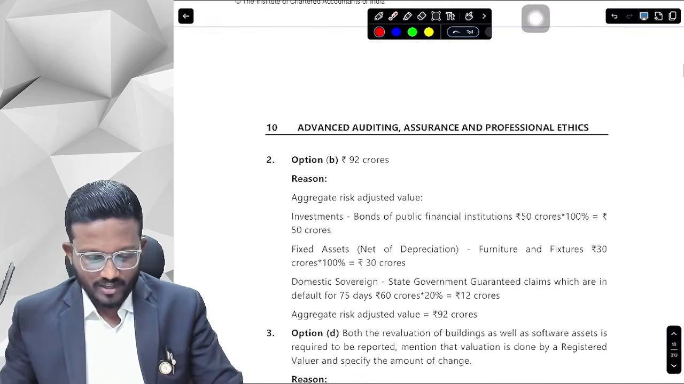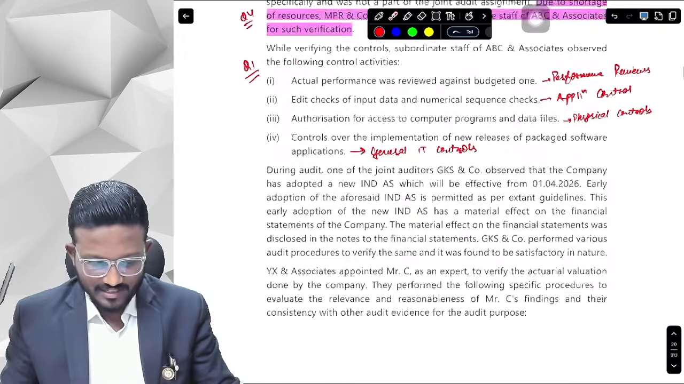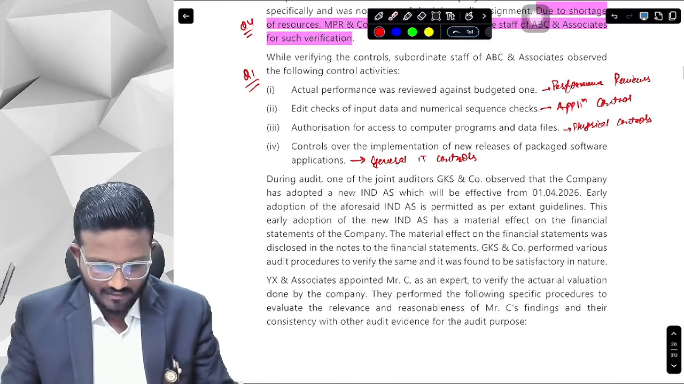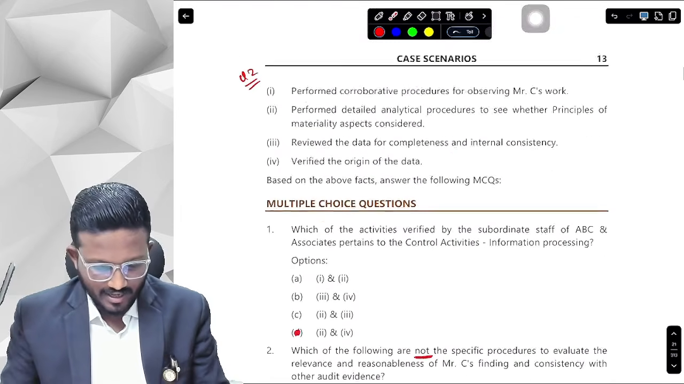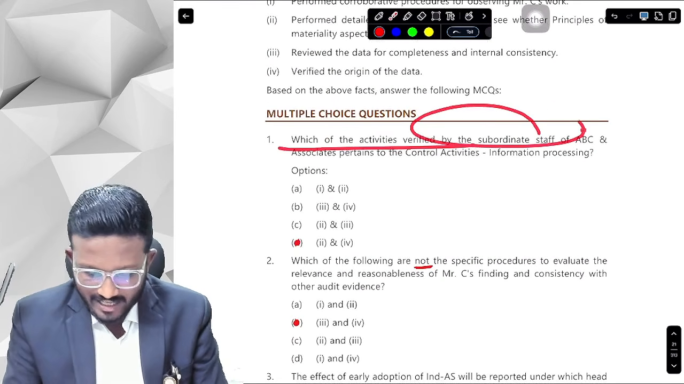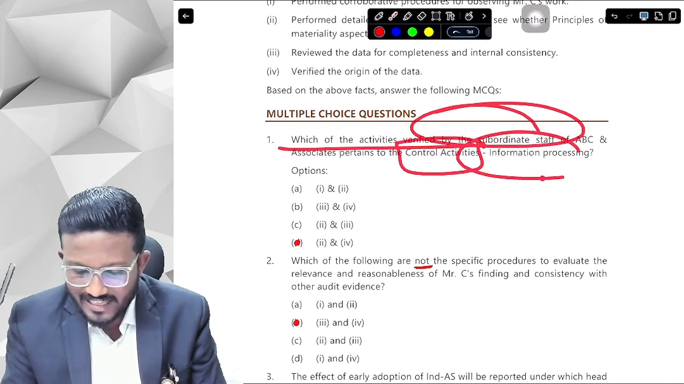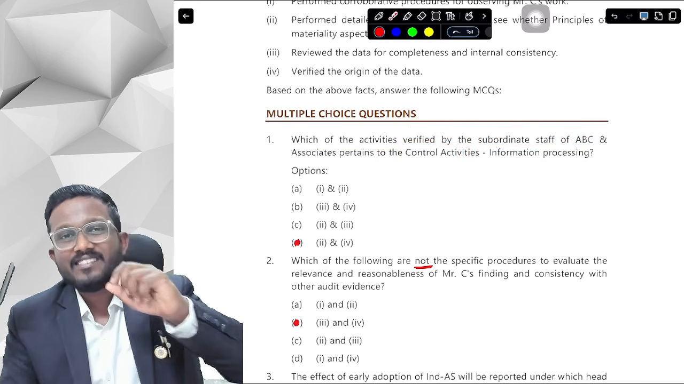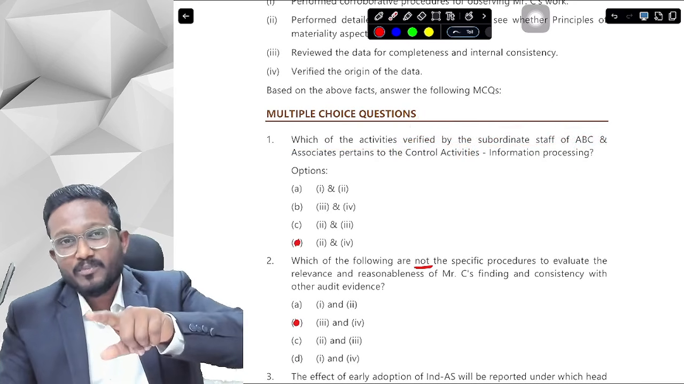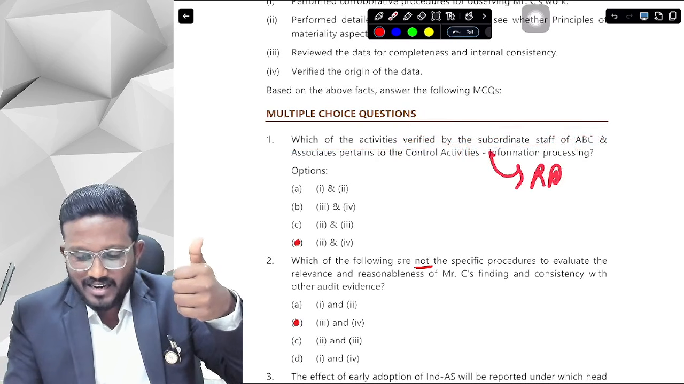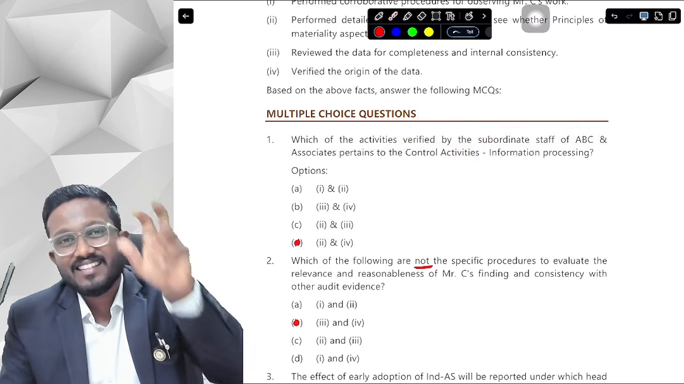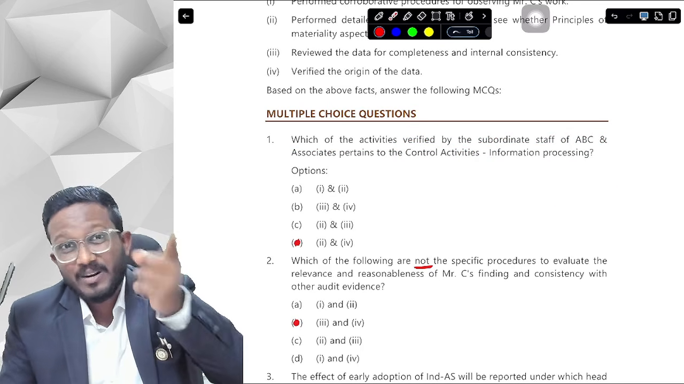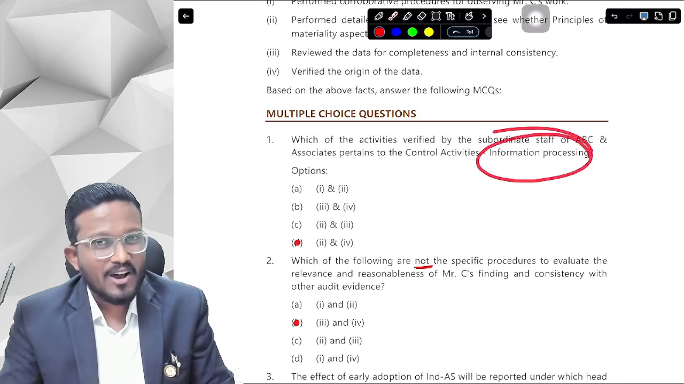Let's do case scenario 3. What does case scenario 3 say, sir? It says we need to identify what are the activities that come under control activities, information processing. What activities come under control activities, information processing? This we have discussed in your risk assessment and internal control. What are the activities, sir? There are two types of control, application control and general IT controls. These are covered under your information processing.